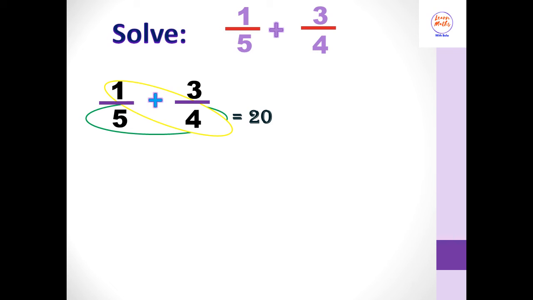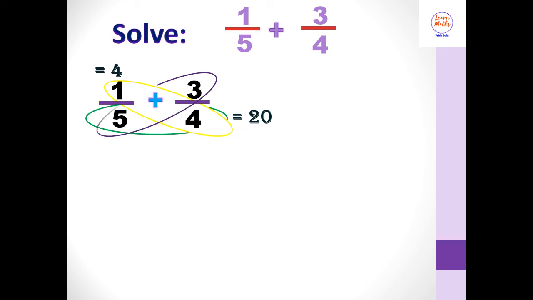Can you see the circled numbers in yellow, which is 1 and 4? So the numerator of the first one and the denominator of the second one, we are multiplying them to have 1 times 4, which is what? 4. I'm hoping we are together.